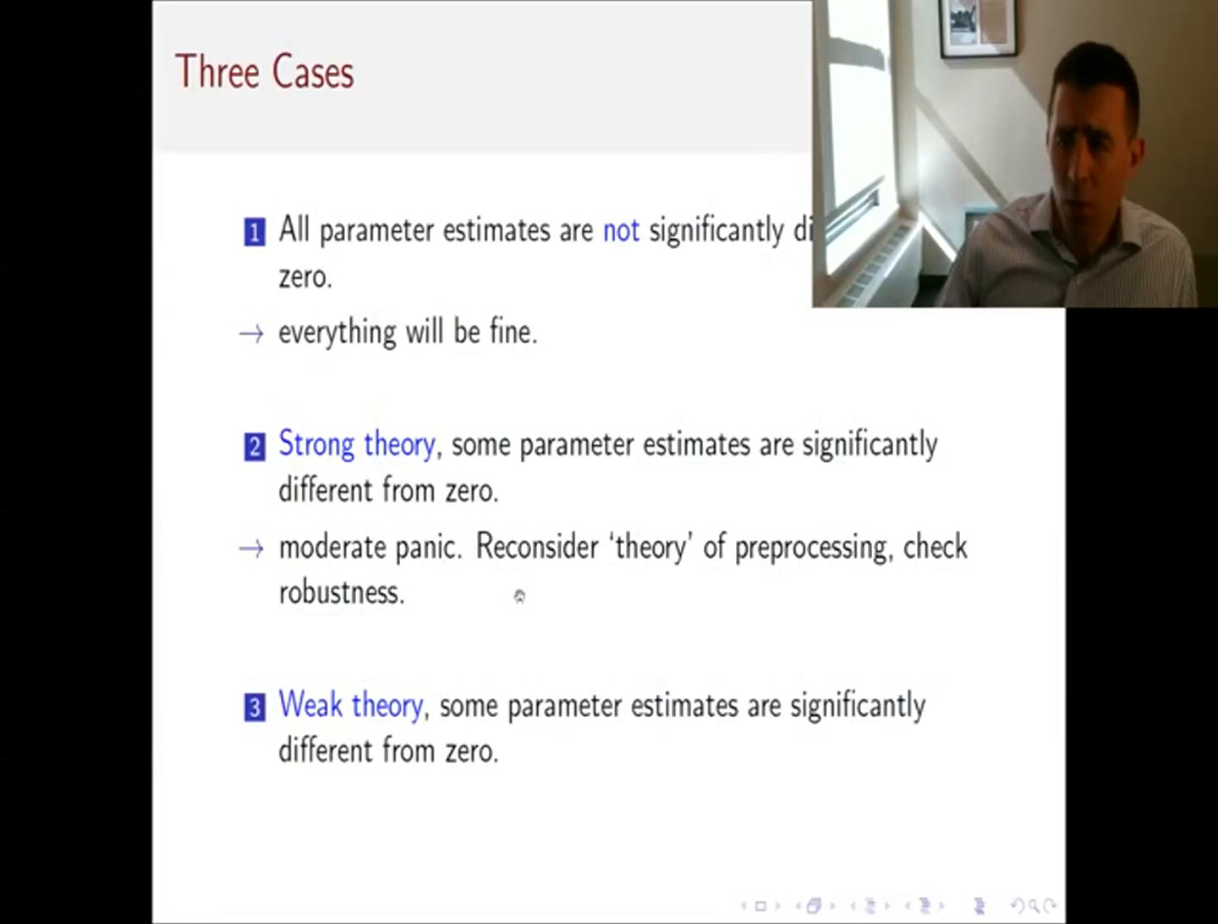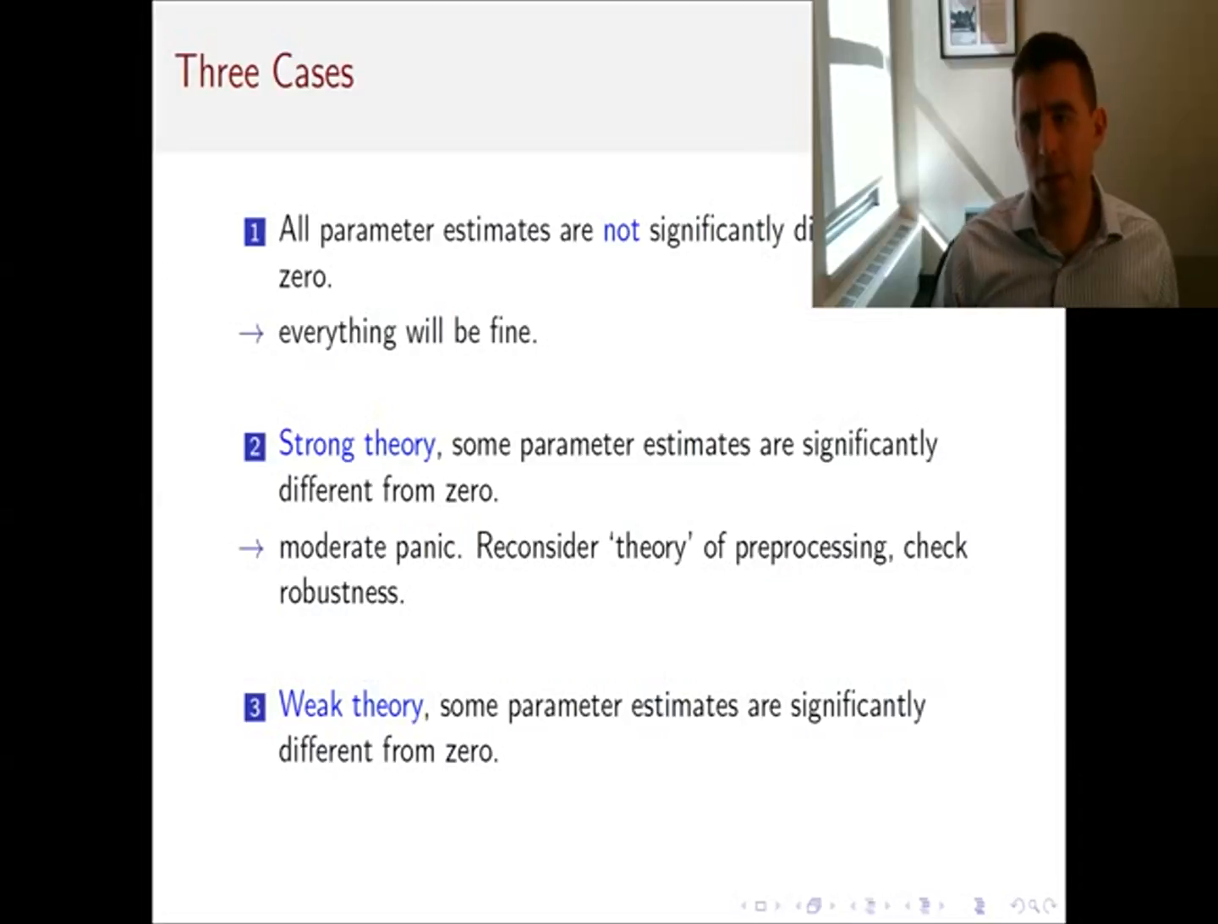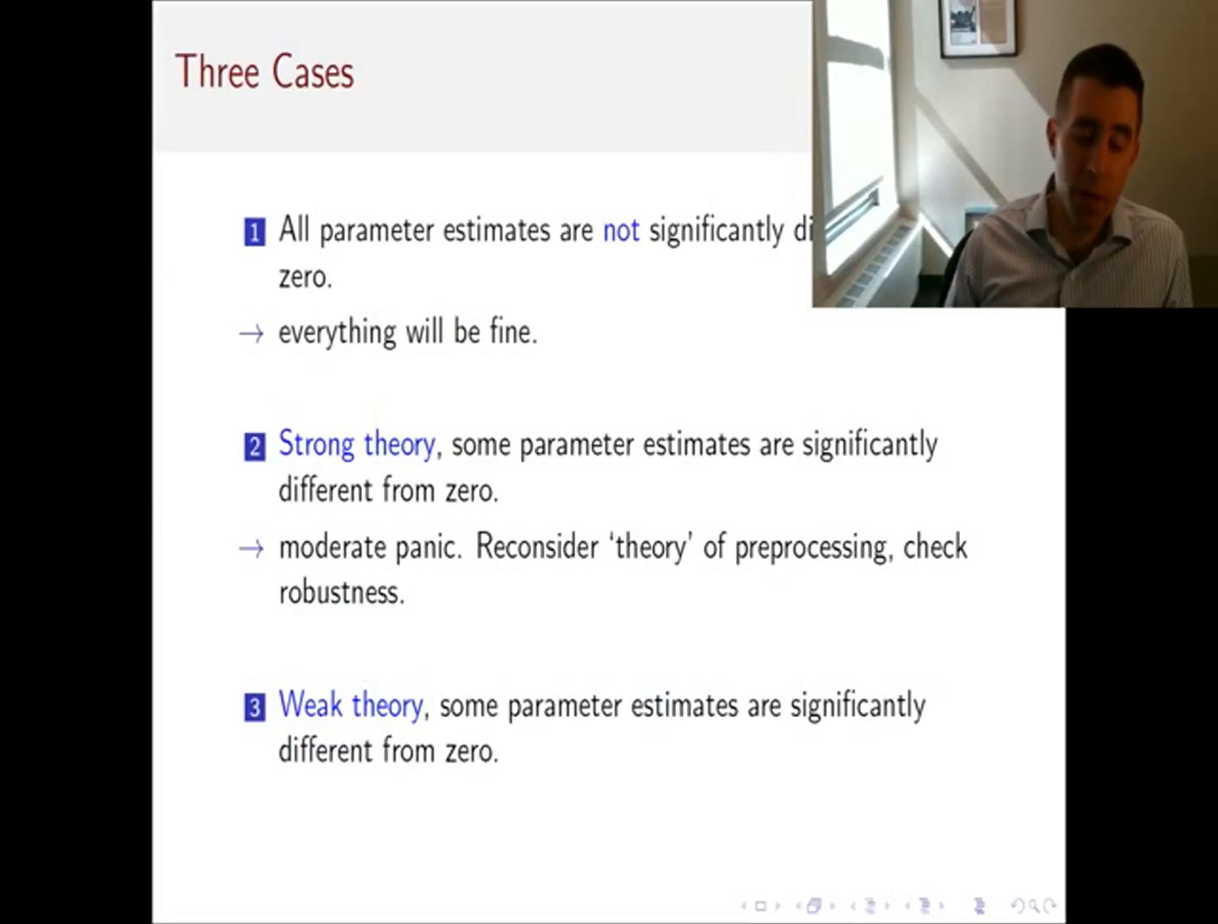And finally, which unfortunately we think is probably the modal category in political science, is that there's weak theory, and in some sense, this is endogenous. So there's weak theory, which is sort of why people are using unsupervised techniques in the first place. Of course, theory there is being used in 2 slightly different senses. So some parameter estimates are significantly different from 0, maybe all parameter estimates are significantly different from 0.